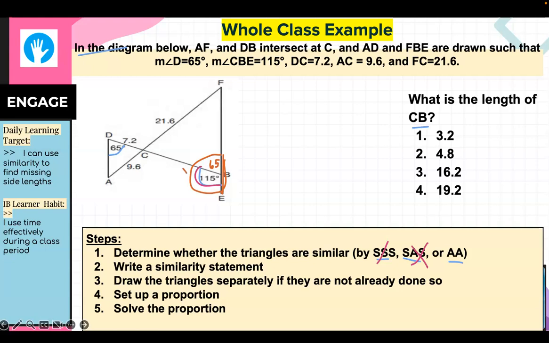You don't have to write the 180, but if it's helpful, write it. So I'm going to write 180 right here. Again, you don't have to write it if you don't want to. So we know currently that angle D is congruent to angle CBF.